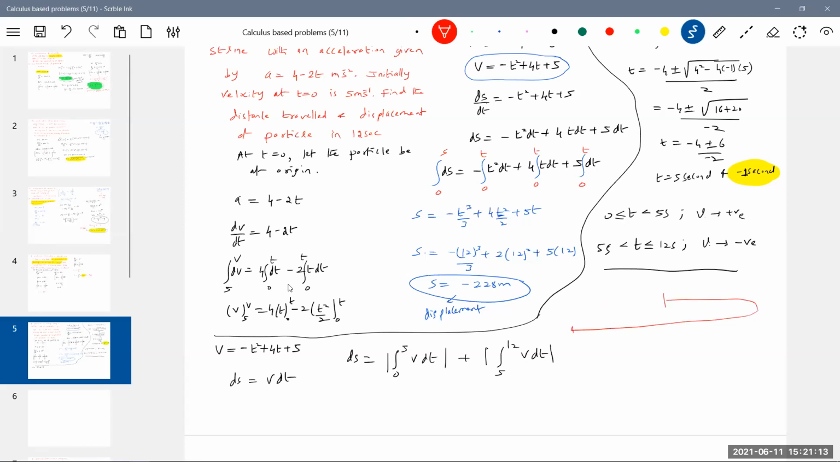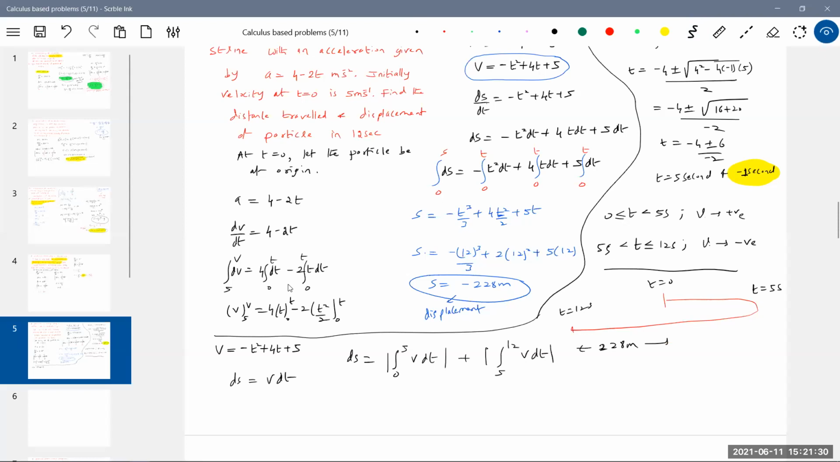In fact, the motion takes place like this. At t equal to 0, it will start here. This is at t equal to 5 seconds. This is t equal to 12 seconds. Somebody gave that 228 meters. The 228 meters is something like this.